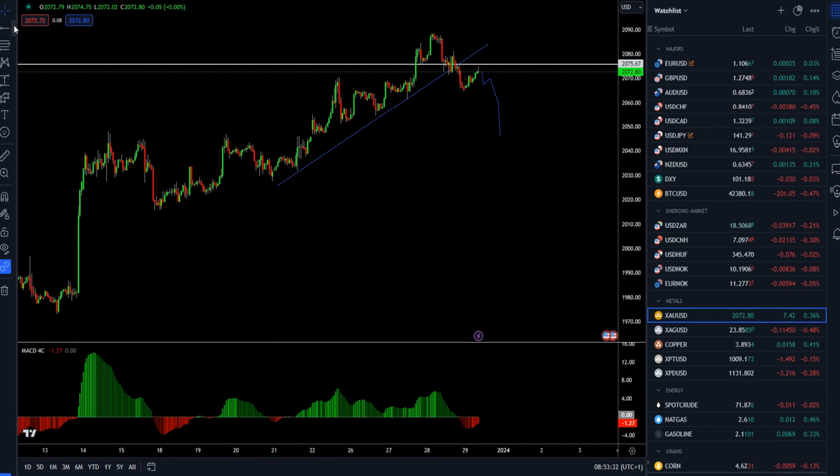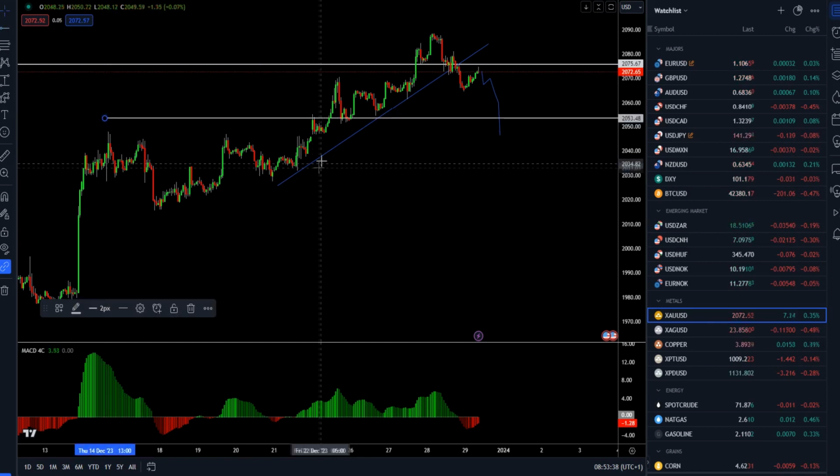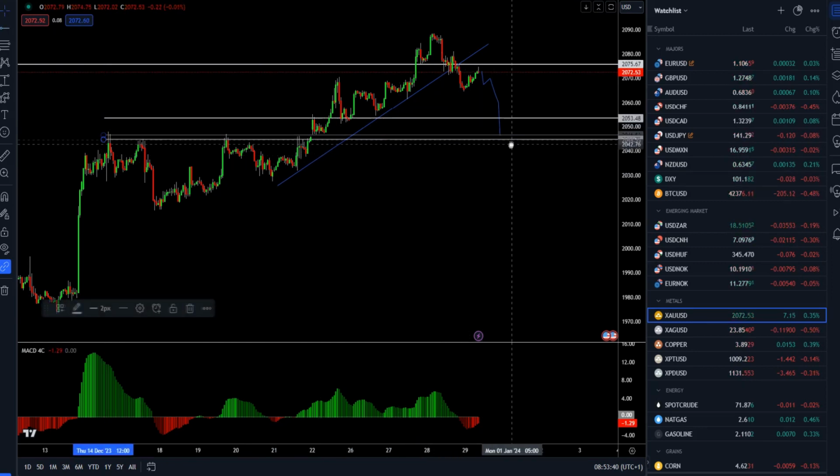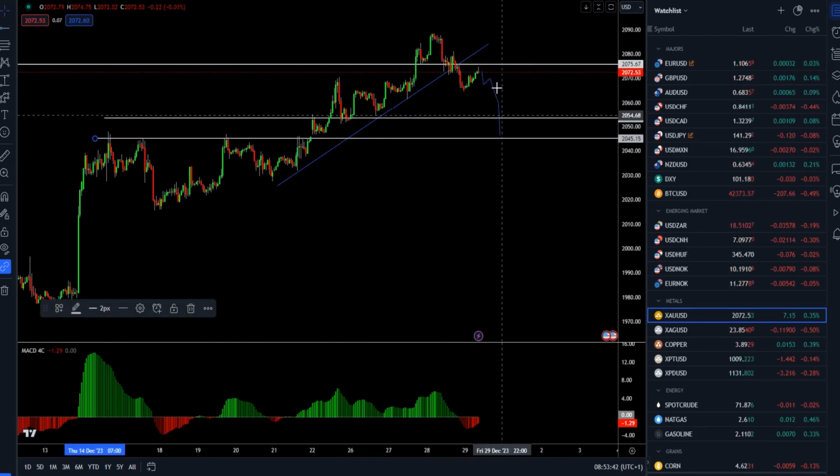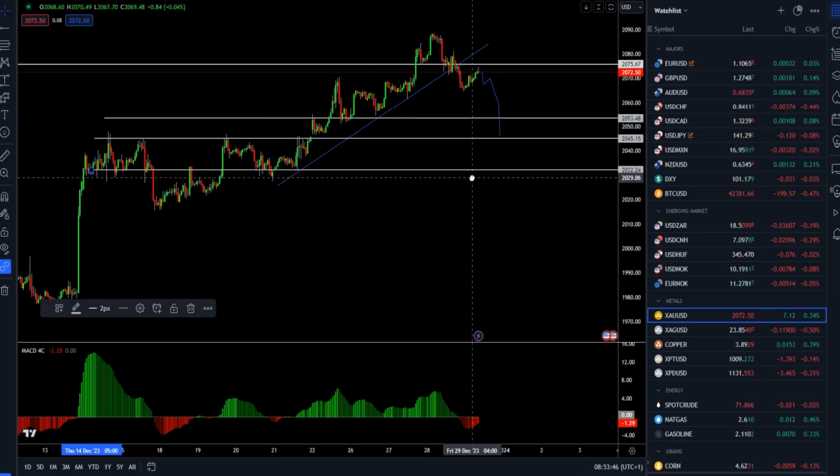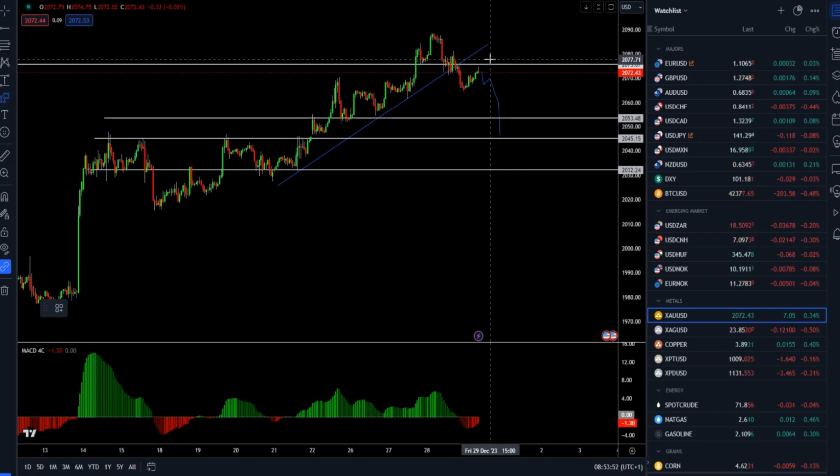So I will put just horizontal lines here so you can see better. Those are the downside reference points. If there is some bigger drop, then there is a potential for even this 2032 mark to be on the test. So the most likely scenario is that downside can develop on the gold.